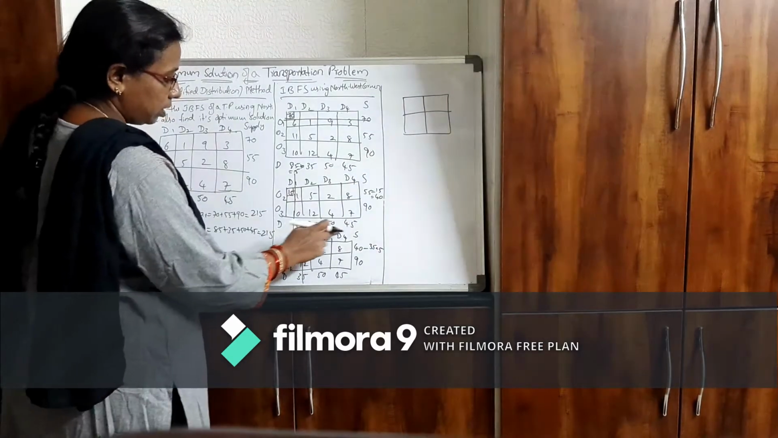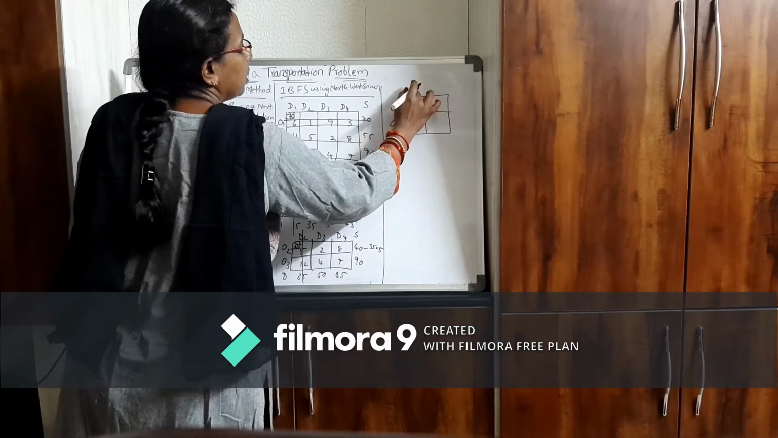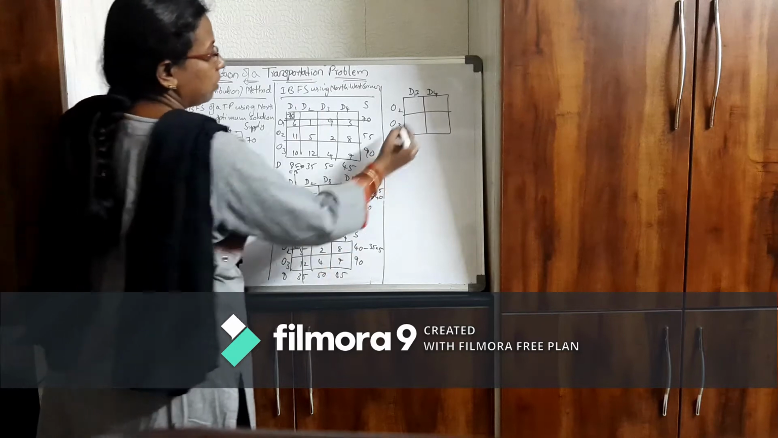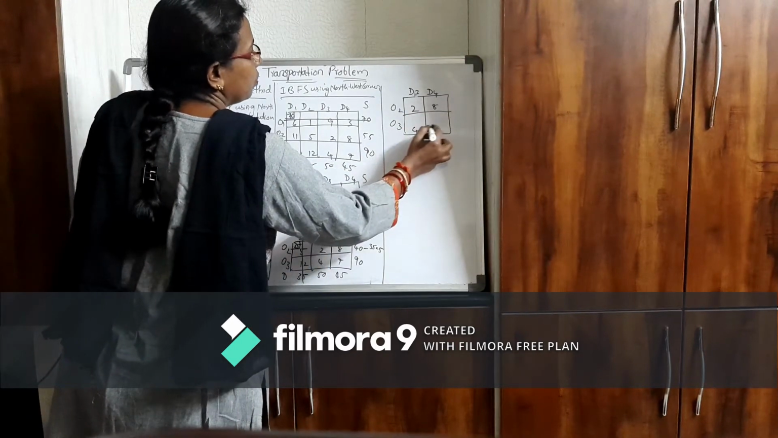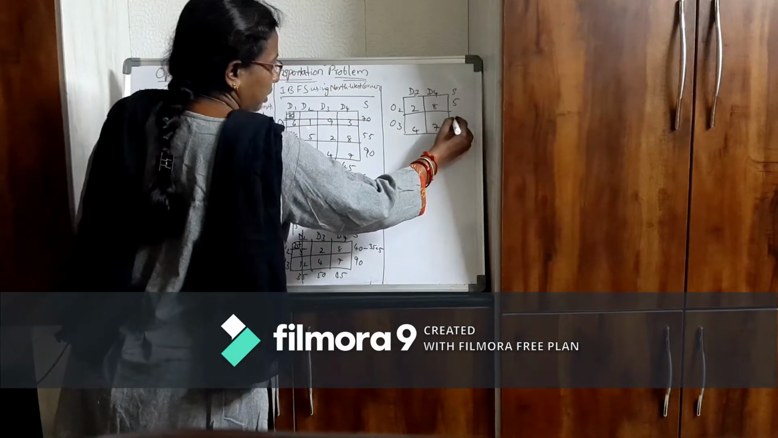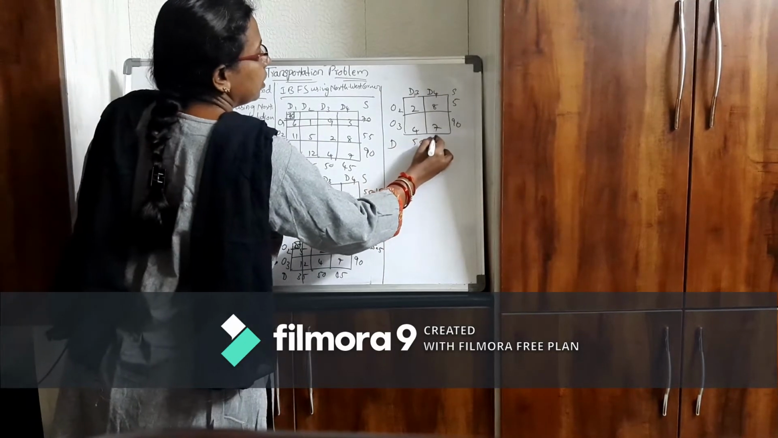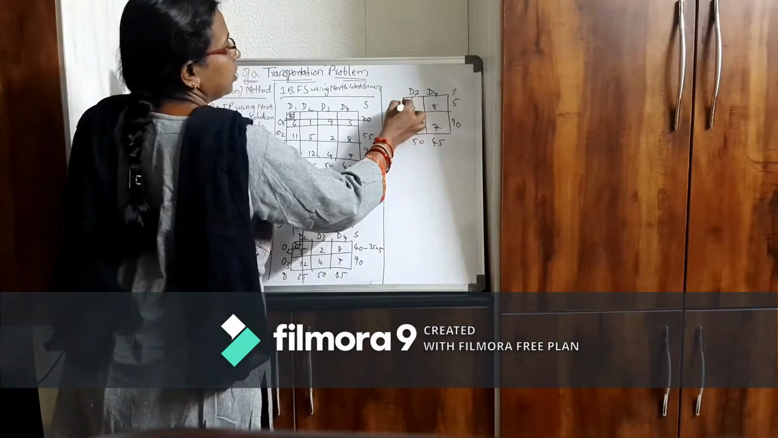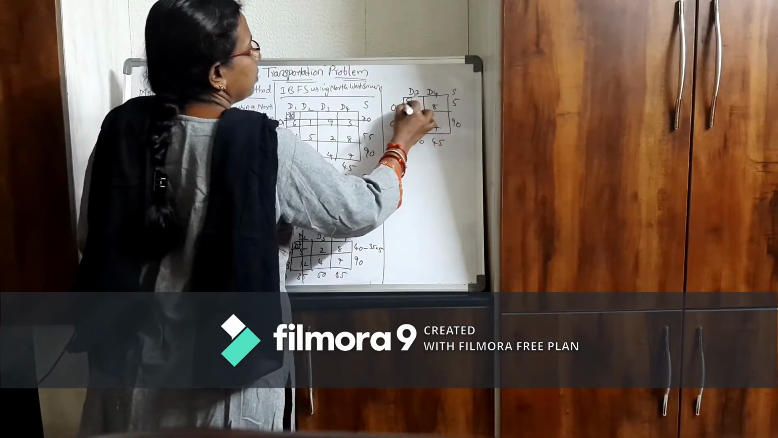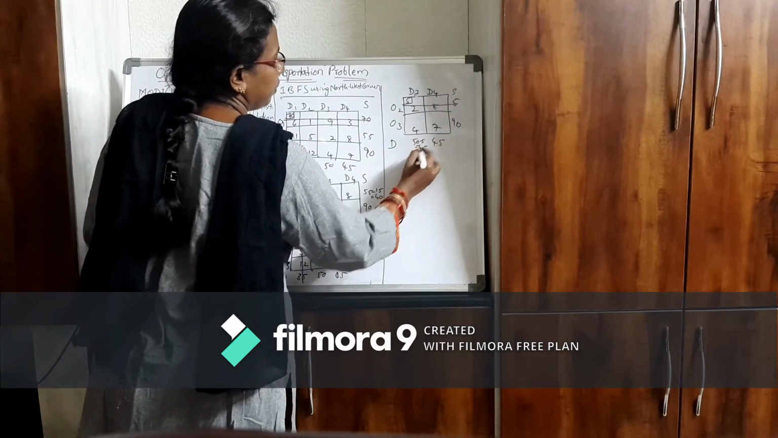O2, O3, D3 and D4. Values are 2, 8, 4, 7. Supply values are 5, 90. Demand values are 50, 45. Again the upper left hand corner cell, this one. So 5 and 50, minimum is 5. This one will get exhausted. So 50 minus 5 is 45.